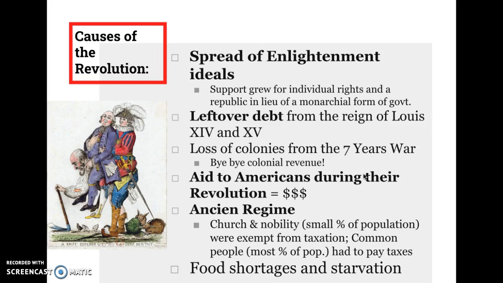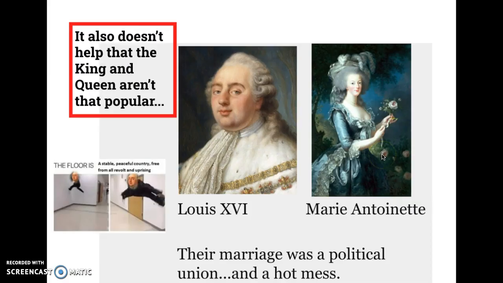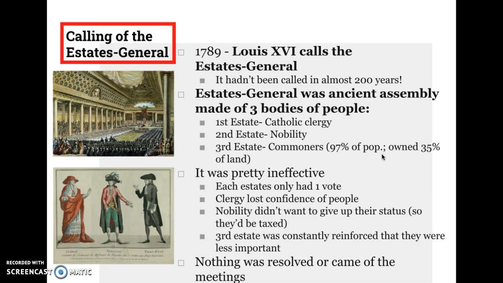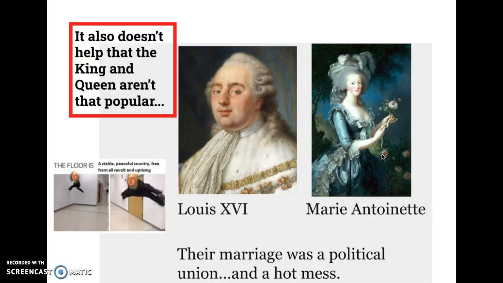So because of this giant storm of stuff going on in France, Louis XVI, and of course his queen Marie Antoinette, eventually called the Estates General. Now, I will talk about Louis XVI and Marie Antoinette a bit more in class. Keep in mind, they are not very popular with the French people. Their marriage is a total cluster, and we will talk about it in class because it is fascinating and a hot mess. We'll come back to them.